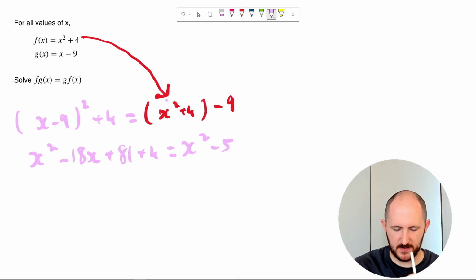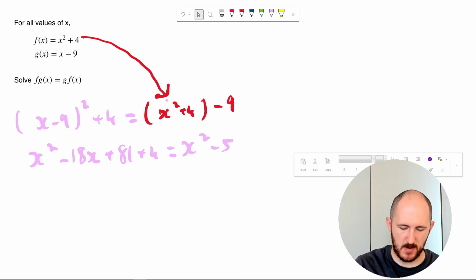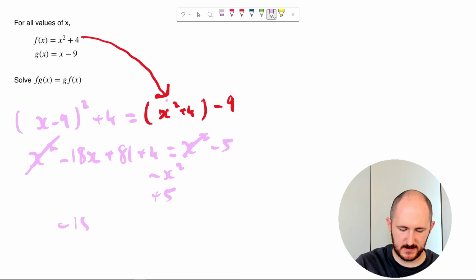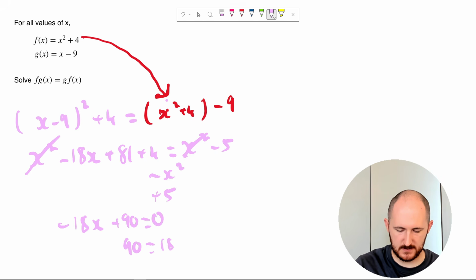So if I move everything over to the left side, so I want a minus x squared from both sides. If I do that, those x squareds go away. And then I want a plus 5 to both sides as well. So we have minus 18x. 81 plus 4 is 85. Plus another 5 will give me 90. So that's 90 equals 18x. Pretty sure that's 5. So x equals 5.